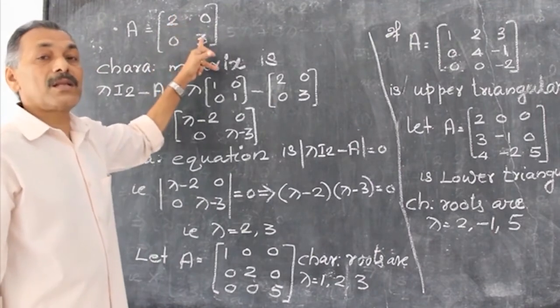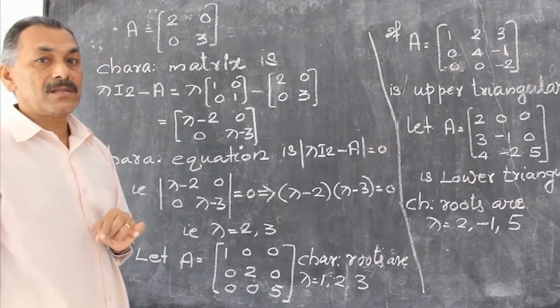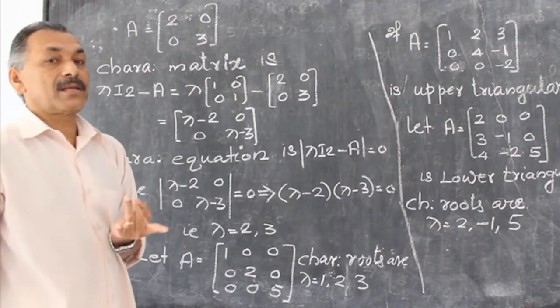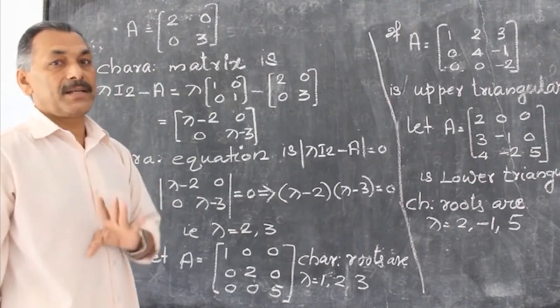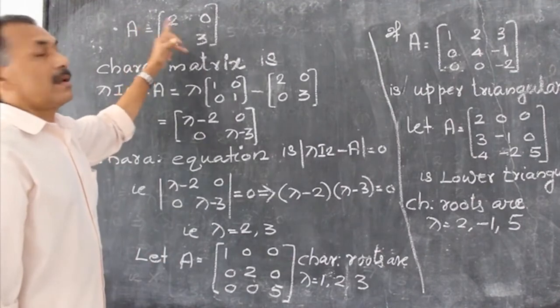The diagonal elements are not 0, and all the other elements are 0. That matrix is known as a diagonal matrix. Now, for this matrix, capital A is a diagonal matrix, and we find the characteristic roots.